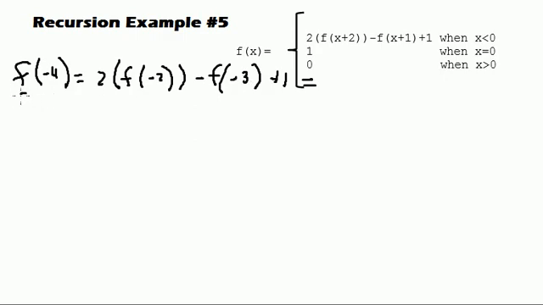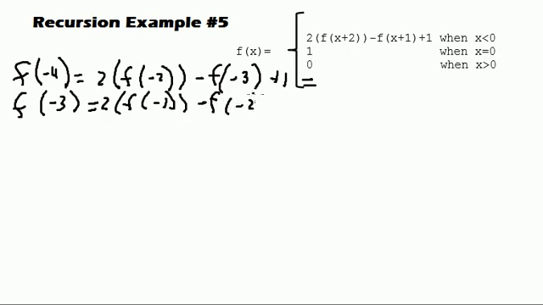It doesn't really matter. So we're going to say the function of -3, and that's going to be 2 times the function of -1 minus the function of -2. So now you can see that we need the function of -2 for both of these functions. So now we go find it.